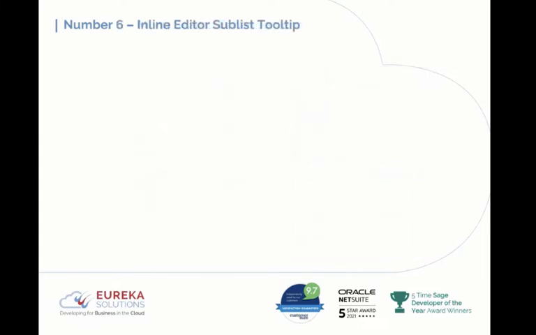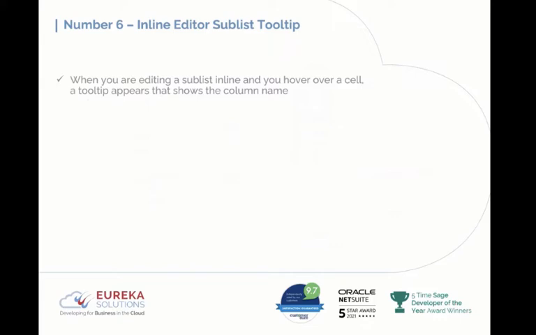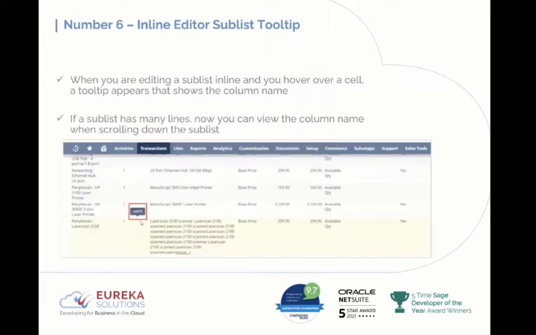Now, in at number 6, we have got another UI enhancement. So this is the Inline Editor Sublist Tooltip. Now, just a picture of how this would look within NetSuite. Now, when you're editing a sublist inline and you hover over a cell, a tooltip appears that shows the column name. If the sublist has many lines, now you can view the column name when scrolling down the sublist.